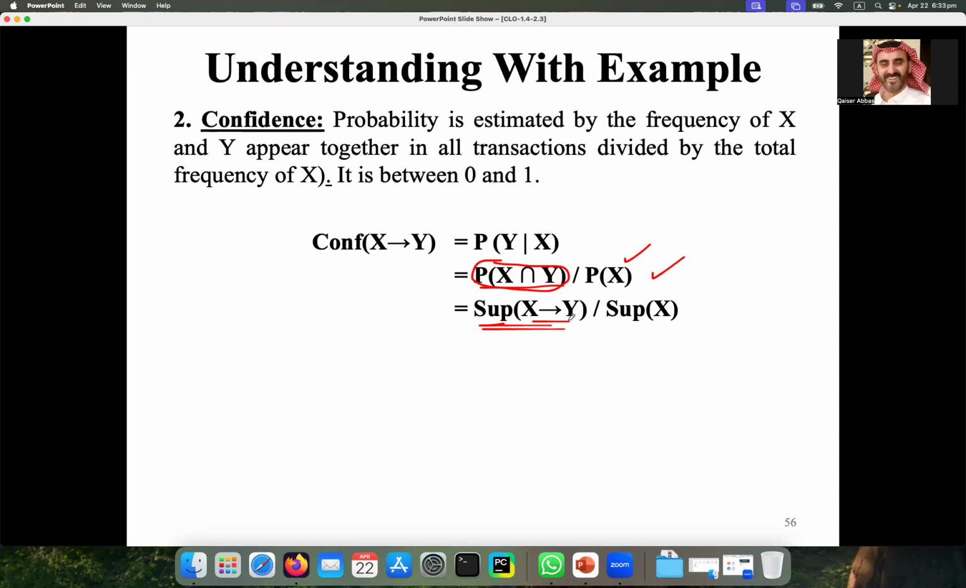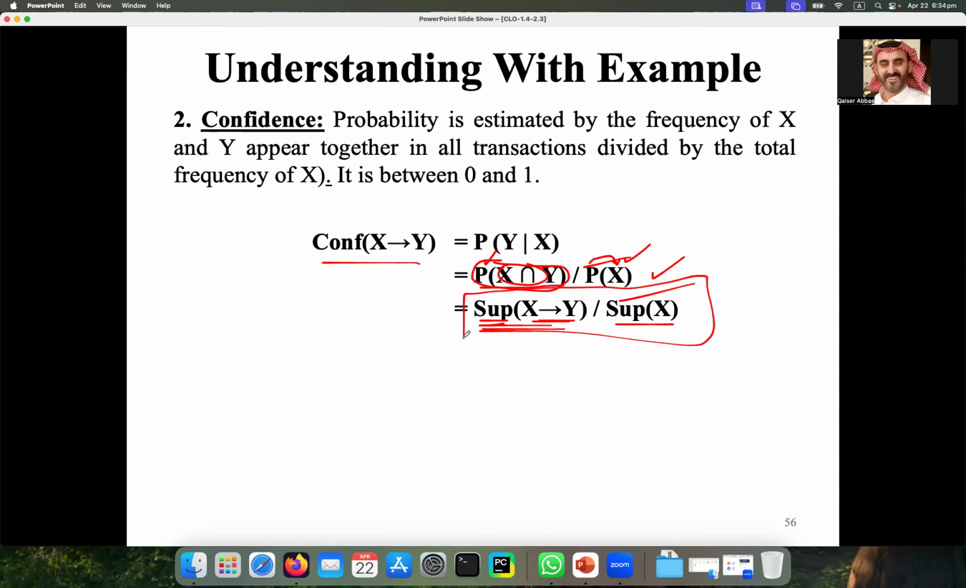And if here we have the probability of something, I can also call it support of something by using that same convention. By using that same concept, if I can convert this probability into support of that thing, I can also convert this into support of that thing. So now our confidence equation has this form.